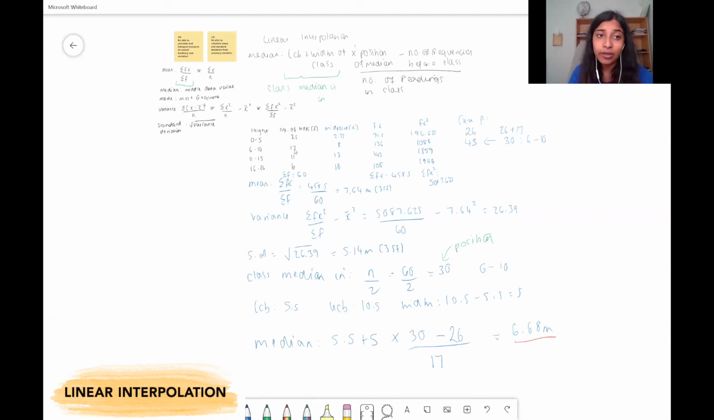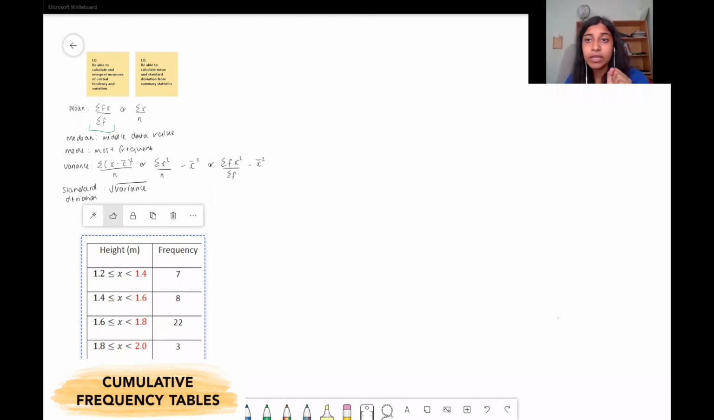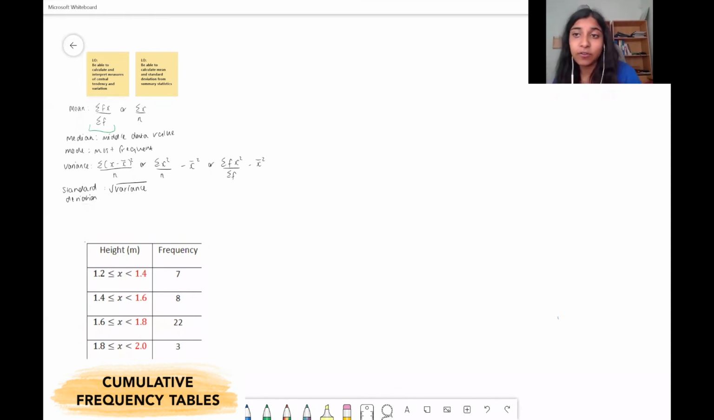So that's everything you need to know for grouped data. Now let's move on to working out measures of central tendency and variation for cumulative frequency graphs. So now if we move on to cumulative frequency graphs, and we want to work out our median and our quartiles.